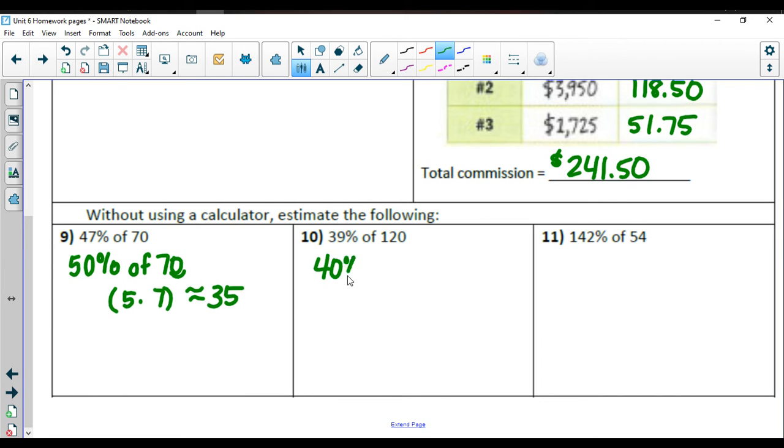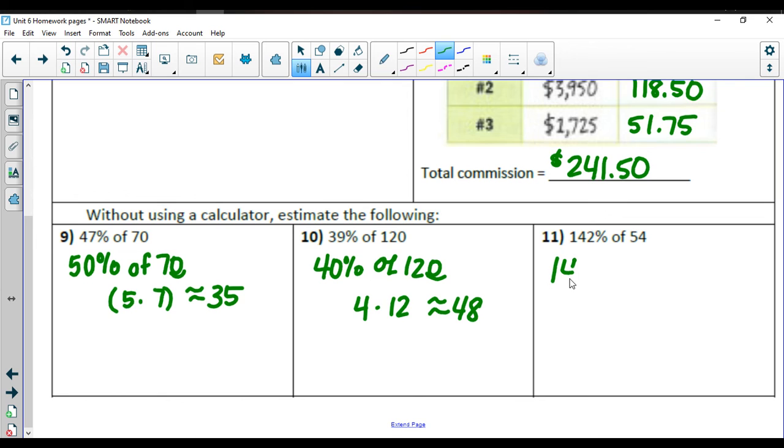39%, I'm going to round this to 40% of 120. So I'm going to leave the 120. If I think about what's 10%, that would be moving the decimal point in one spot. So that's 12. And I need 4 10% because I'm at 40. So that's going to give me about 48 then.